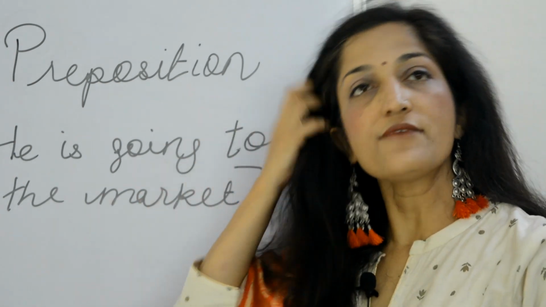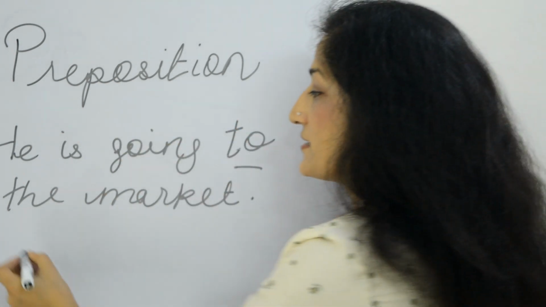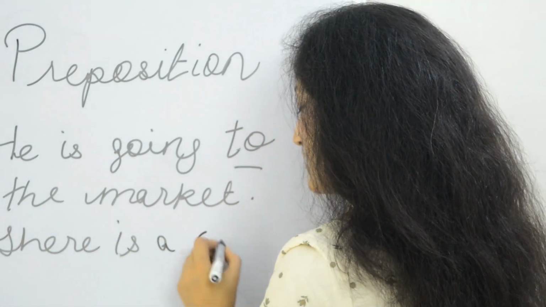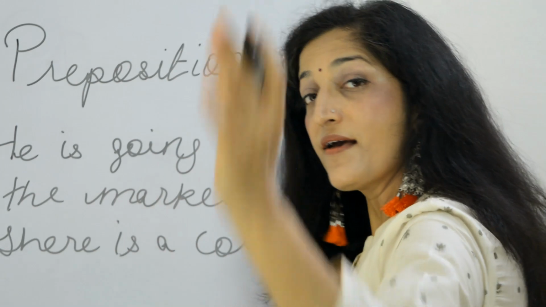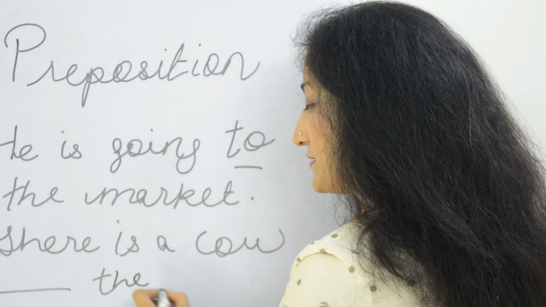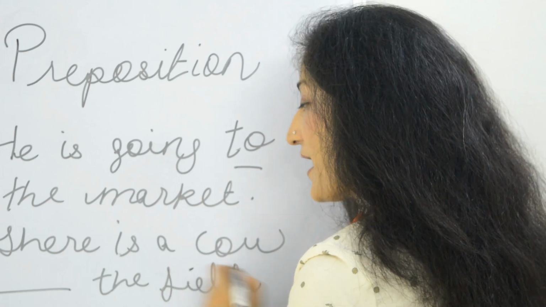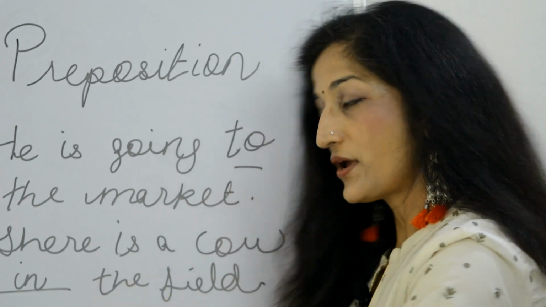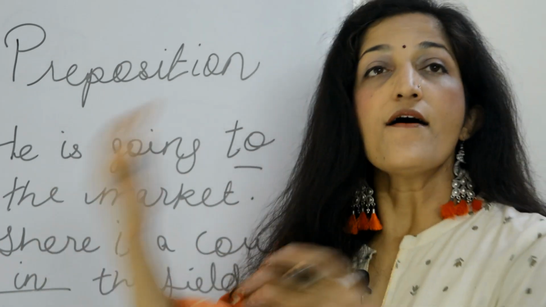Okay, so similarly we have, like, there is a cow. You said there is a cow; where is it? It is in the field. So there is a cow dash the field. Where is it? In the field, inside the field. There is a cow in the field, right?